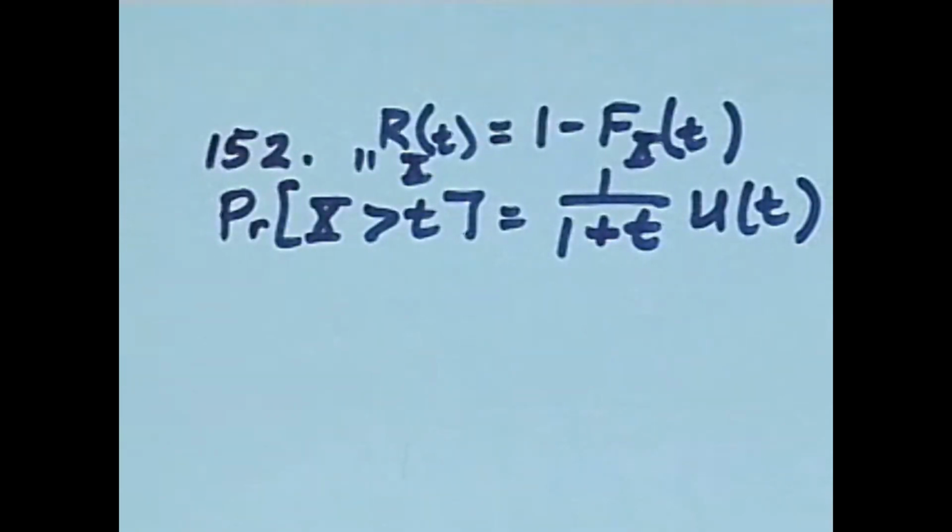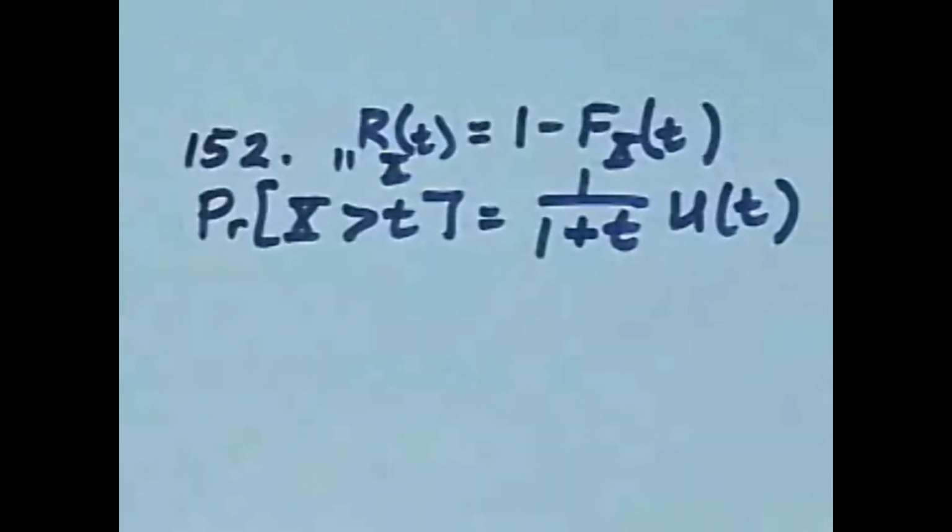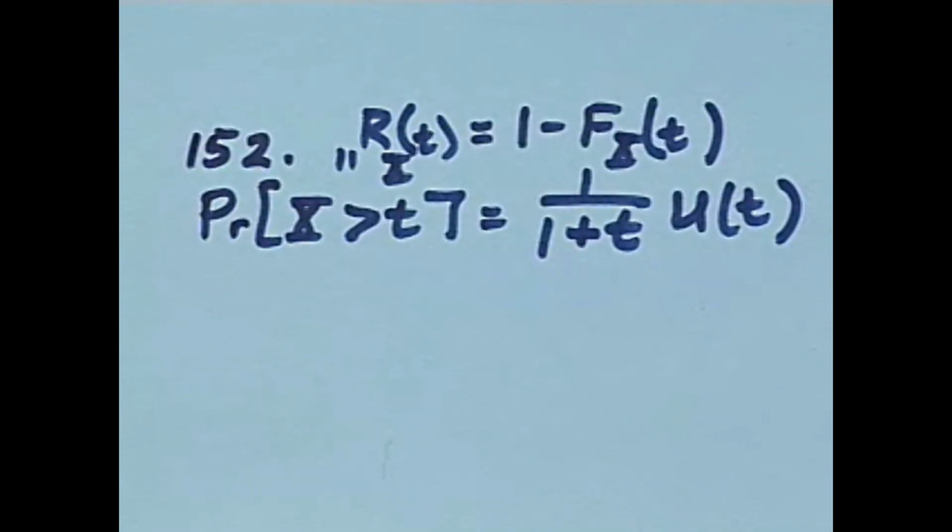Suppose 3 new light bulbs are installed at time t equal to 0. At time t equal to 1, all light bulbs are still working. Find the probability that at least one light bulb is still working at time t equal to 9.